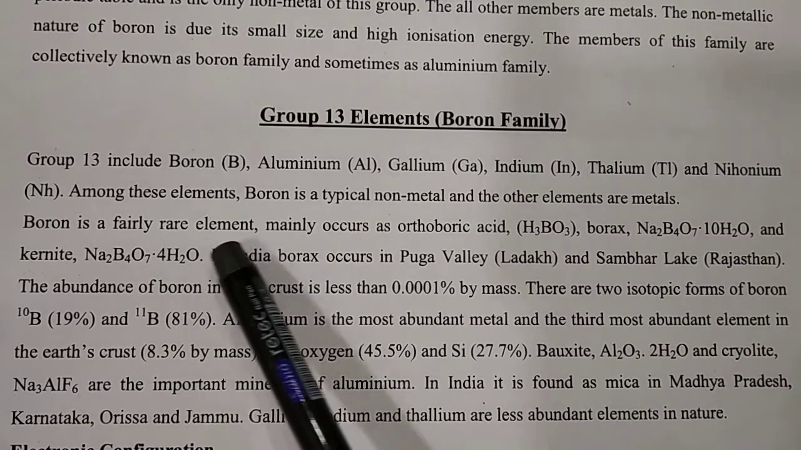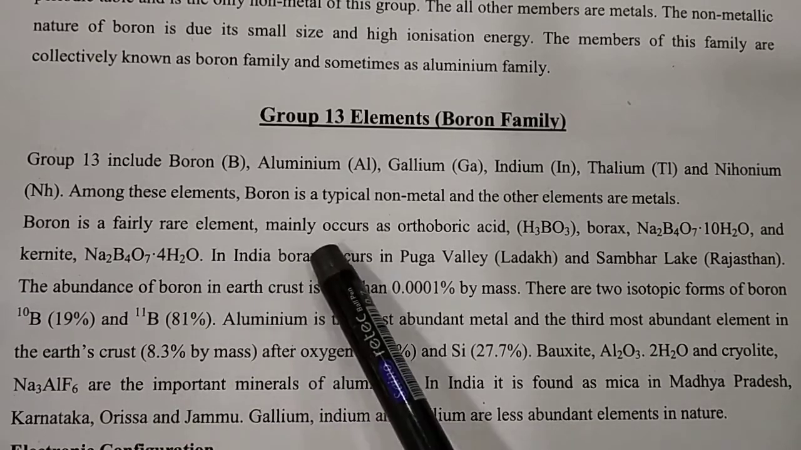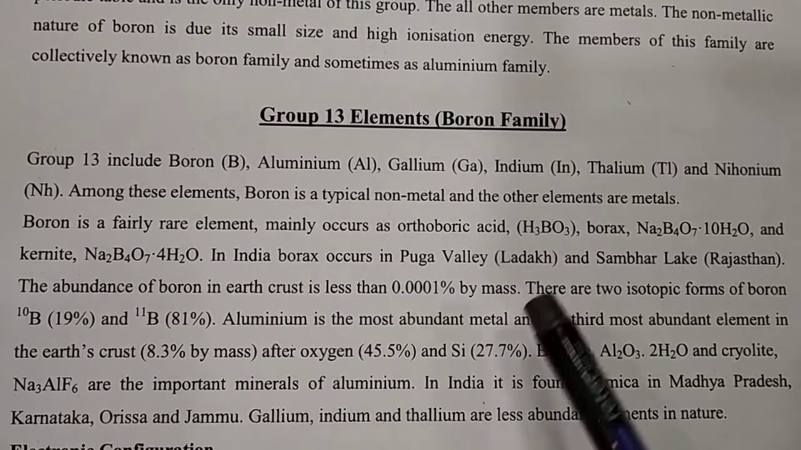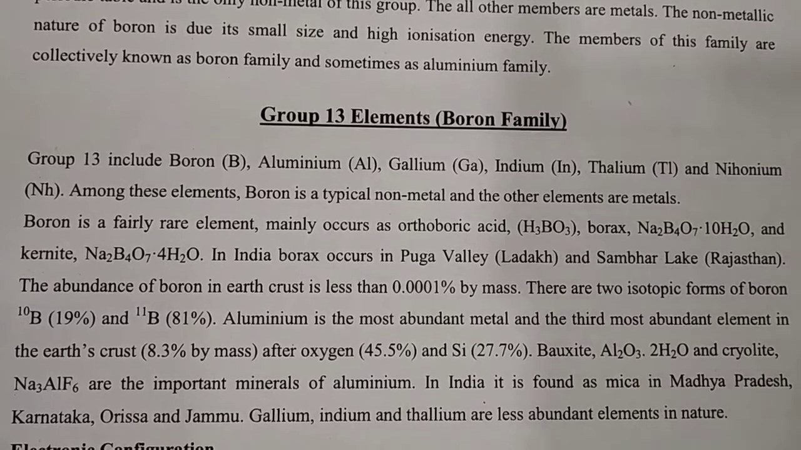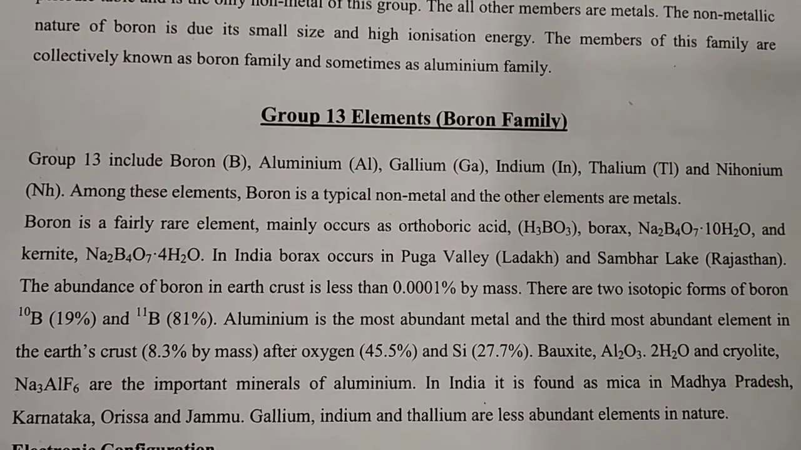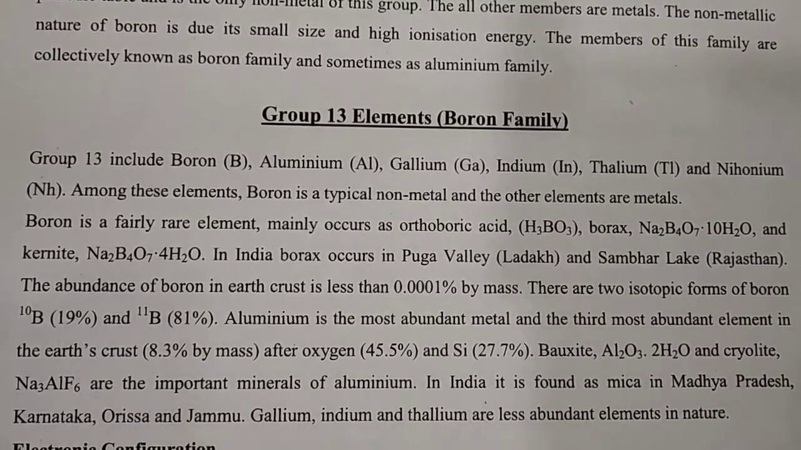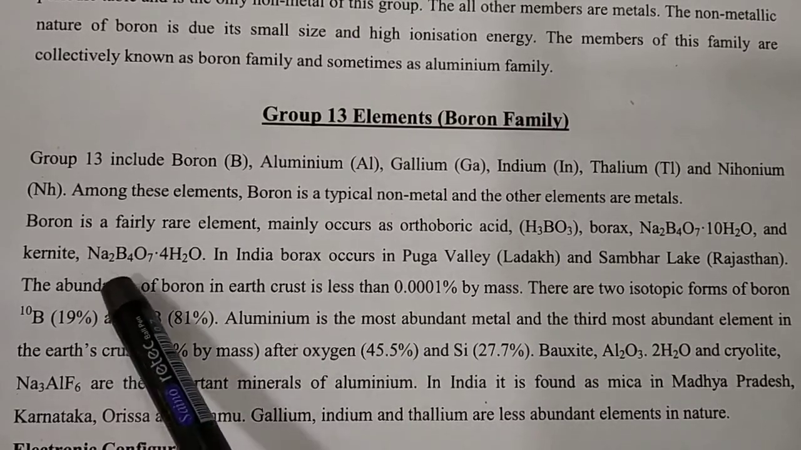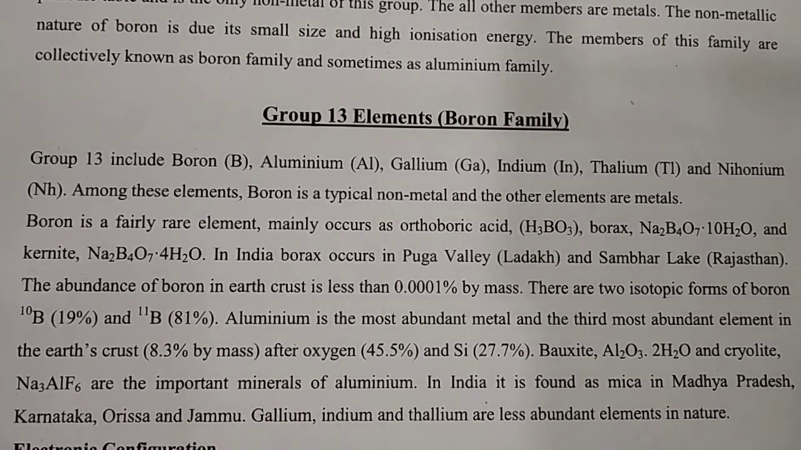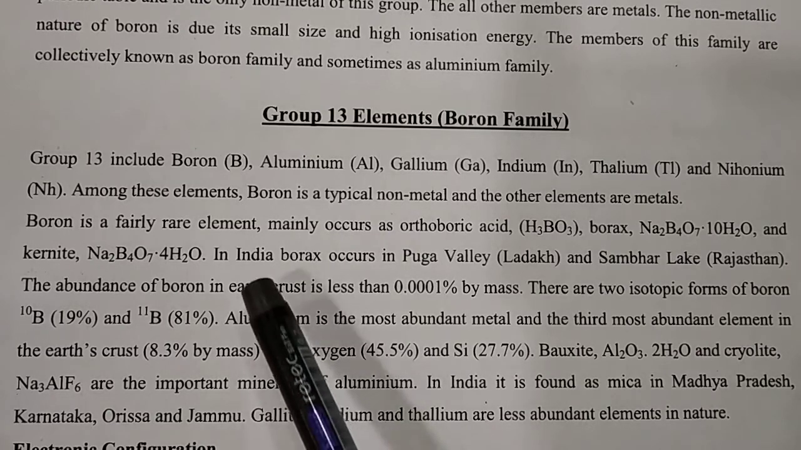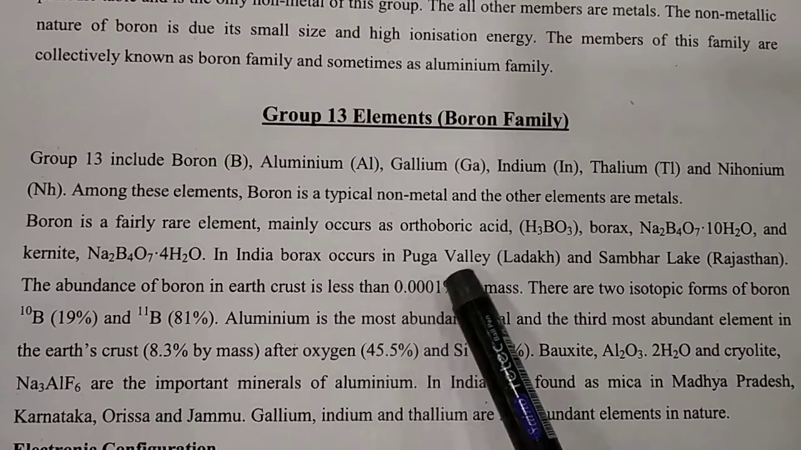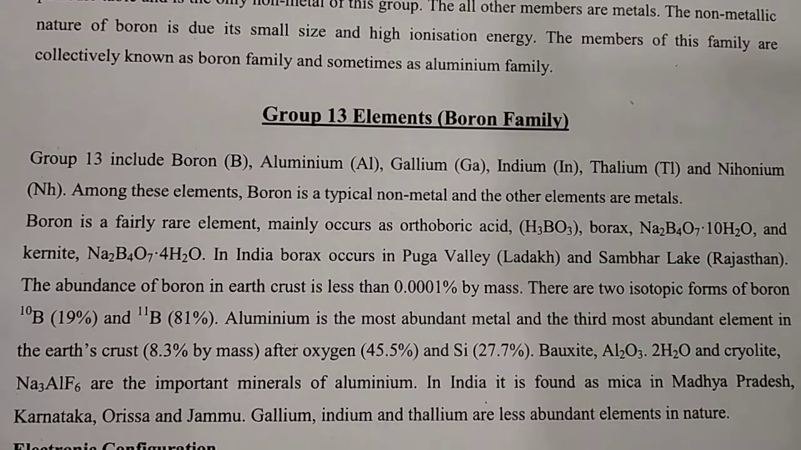Boron is a fairly rare element, mainly occurring as orthoboric acid, that is H3BO3, borax, that is Na2B4O7.10H2O, and kernite, that is Na2B4O7.4H2O. Now we move on to these occurrences. कहाँ पे ये सारी चीज मिलती है? Highest concentration और rich कहाँ पे है? तो in India, borax occurs in Puga Valley. Puga Valley कहाँ पे है? Ladakh. Sambar Lake in Rajasthan.